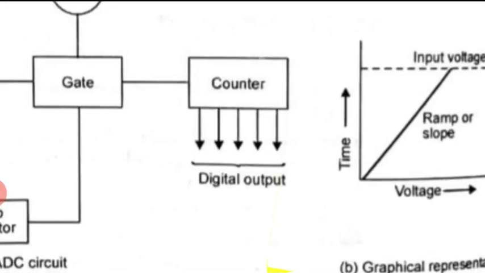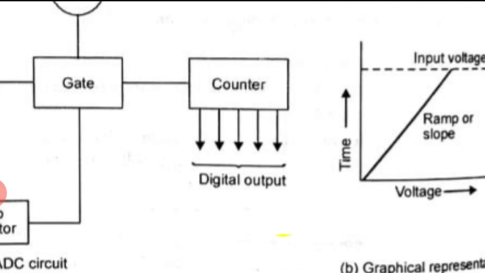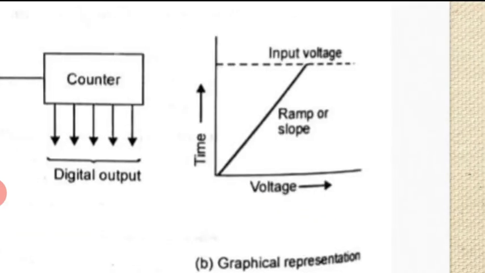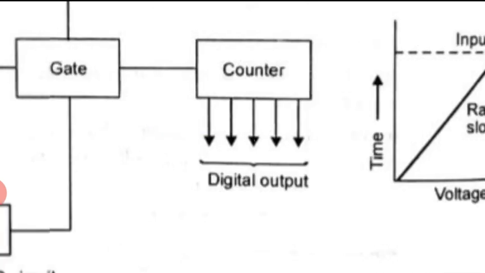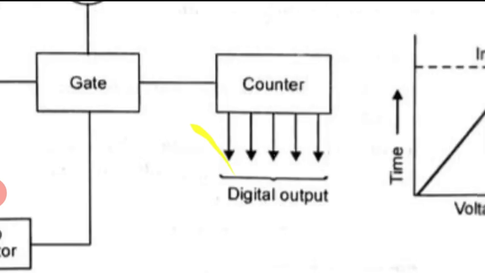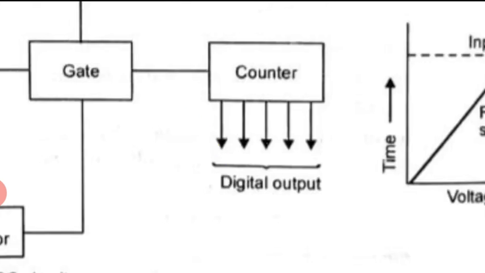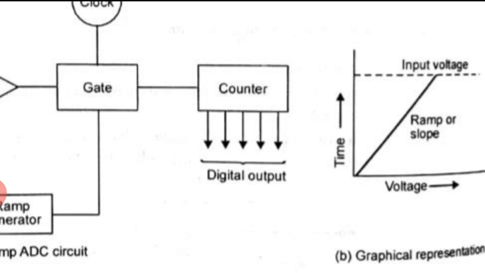If you look at the graph, the ramp voltage is plotted against time. The ramp takes some time to reach the analog input. With the help of this, the time consumed by the ramp voltage to increase to the value of the sampled voltage is found, and it is given to the counter. The gate allows the pulses, the counter counts, and it gives a digital output.